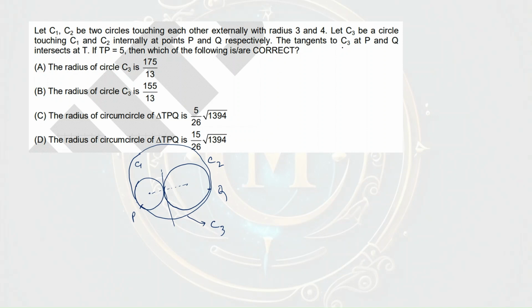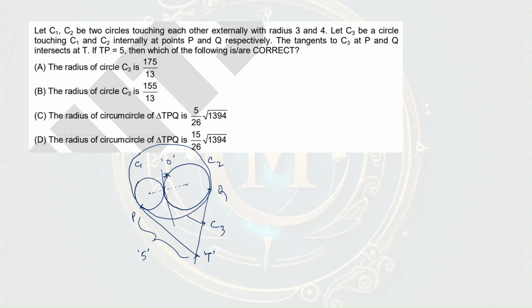Now the tangents to C3 at P and Q intersect at T. That means if we draw tangents at P and Q to the circle C3, they will intersect at the point T. If the length of TP is 5, then which of the following statements are correct? So the length of this TP segment is 5. It is given to us. So the center of the circle C3 will be lying somewhere here. So let us denote the center of this circle as O.